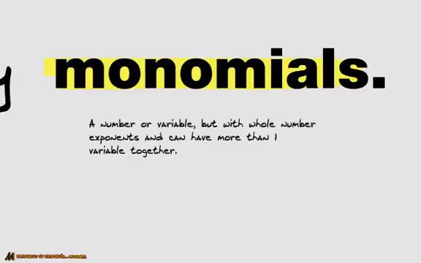A monomial is a number or variable, but with whole number exponents. So I can have more than one variable together too in a monomial. Here are some examples of monomials. Something like negative 3x squared. Something like 5x to the 4th, y to the 6th, z to the 10th. 0, negative y. These are all monomials. There's one term there to describe an equation, okay?